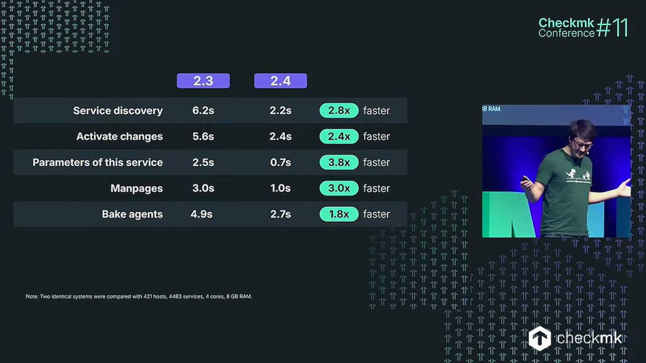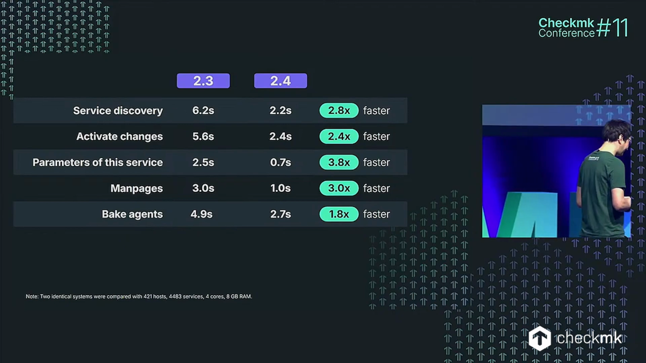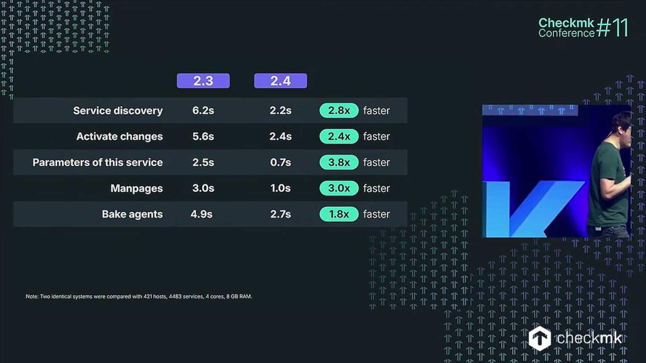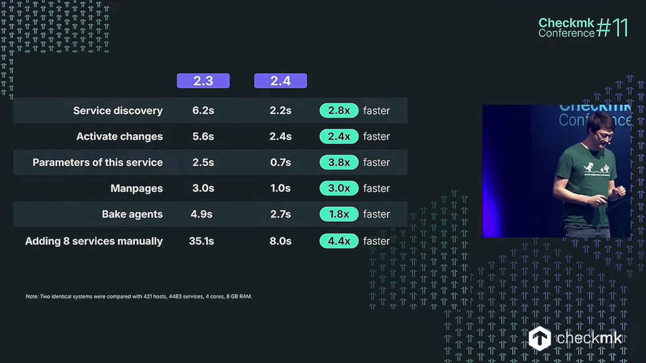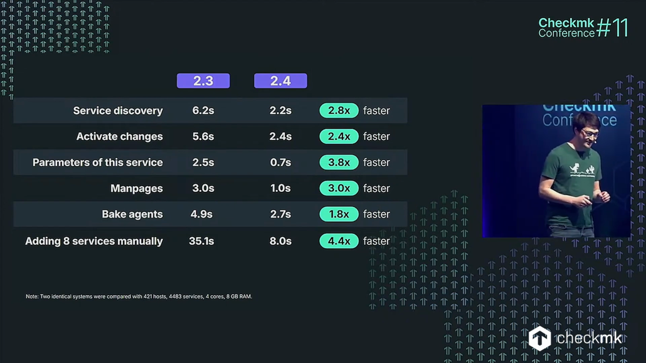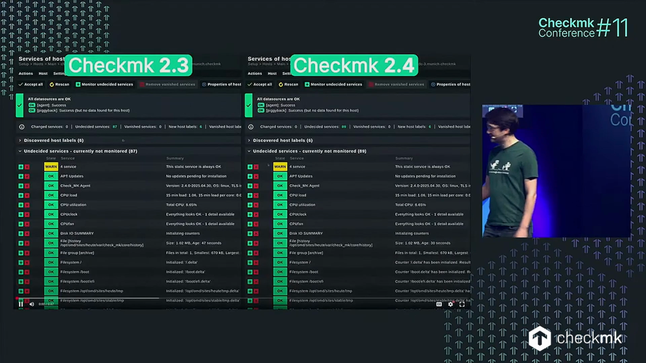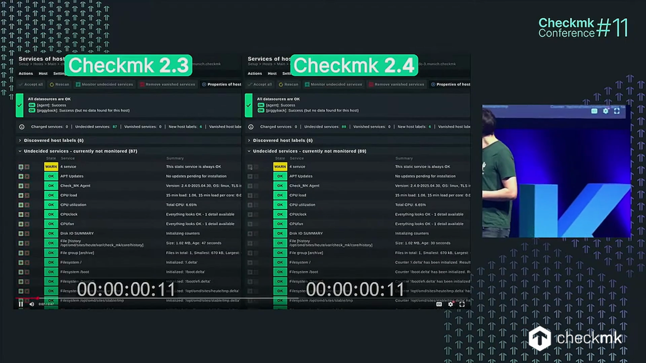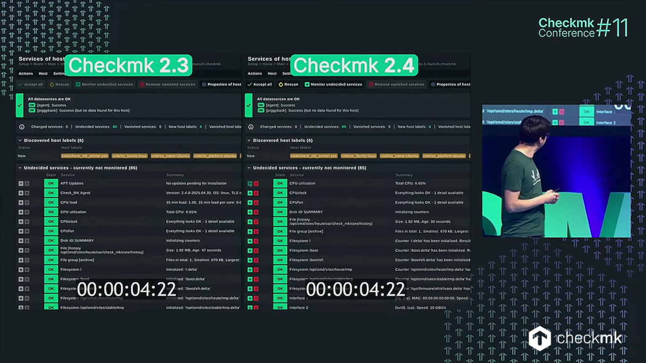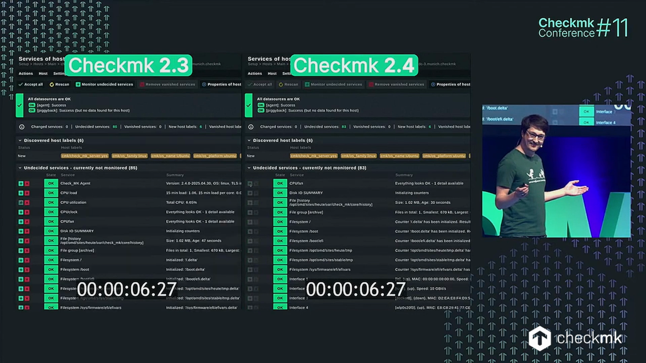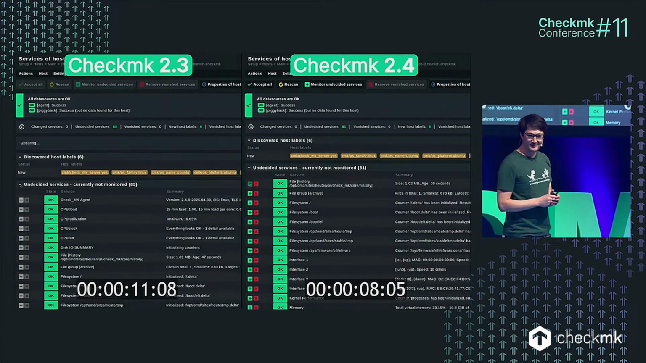Baking agents, even that is faster now. And then the most important piece, adding 8 services manually is 4.4 times faster. And why is that important? Because you can finally do this. Crazy, right? You don't have to wait anymore until it's not grayed out anymore.